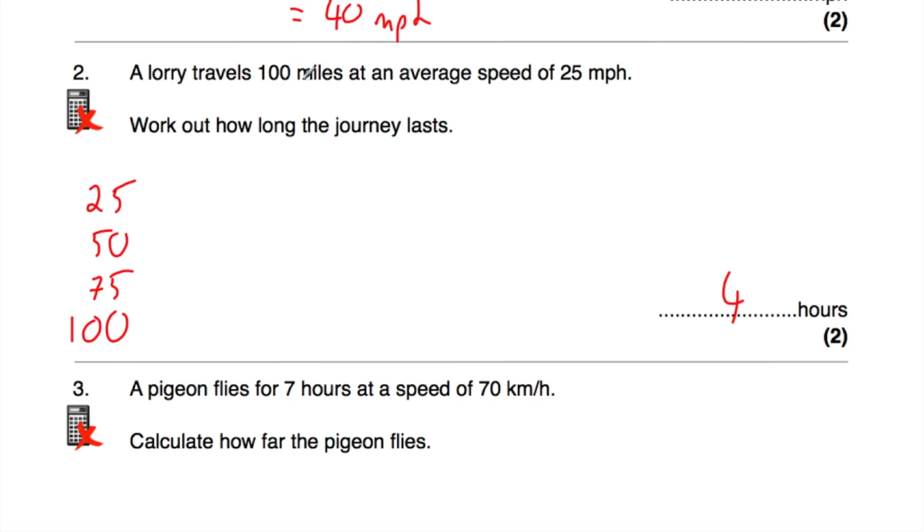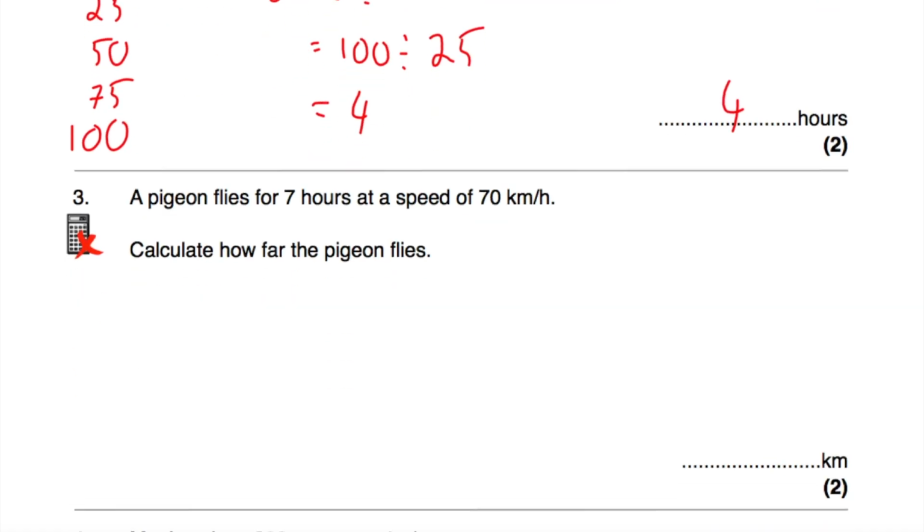Another way to do it is to just say, well, the time is equal to the distance divided by the speed. So if you divide the distance, 100, by the speed, 25 miles per hour, that's equal to 4. So that means it'll take the lorry 4 hours to complete the journey. And that's it. Okay, let's take our next question, question number 3.